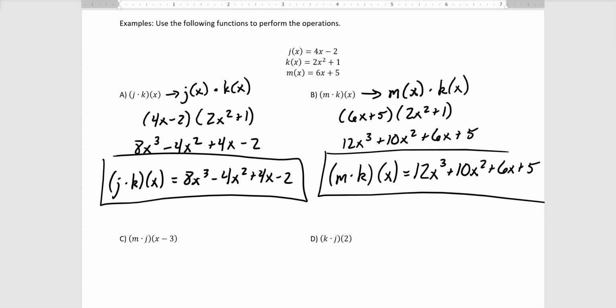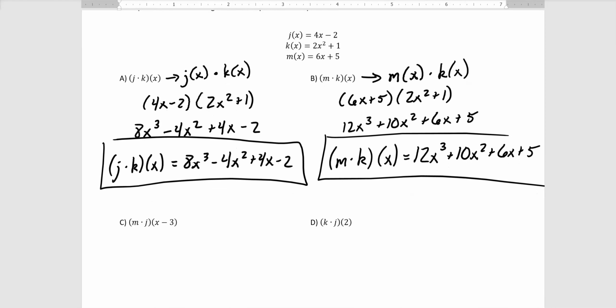And there we go. All right, let's look at letter C, m times j of x minus 3. So here is an example that we should definitely look at. This is going to be m of x minus 3 times j of x minus 3. What I'm going to do first is simplify m and j.